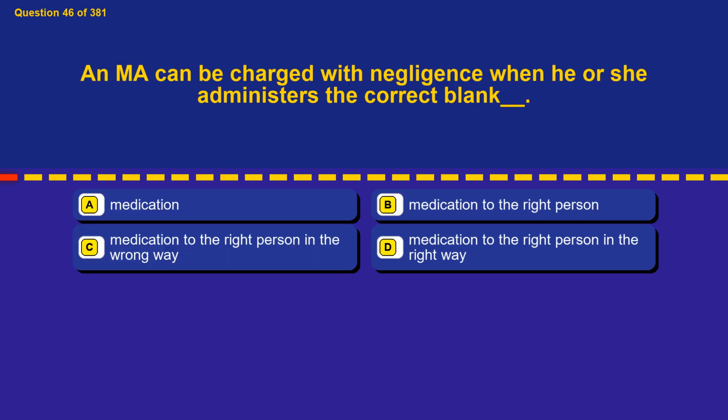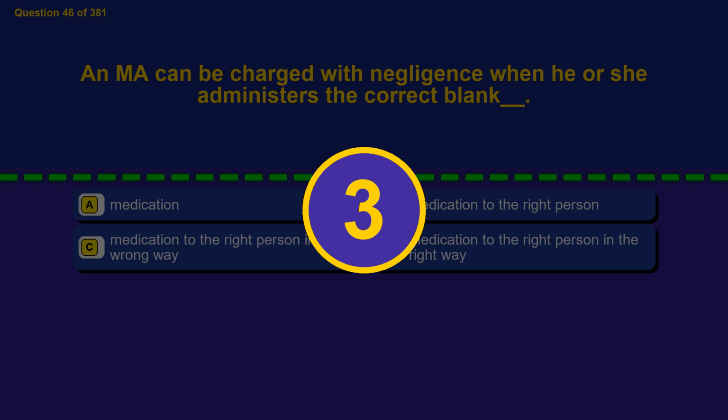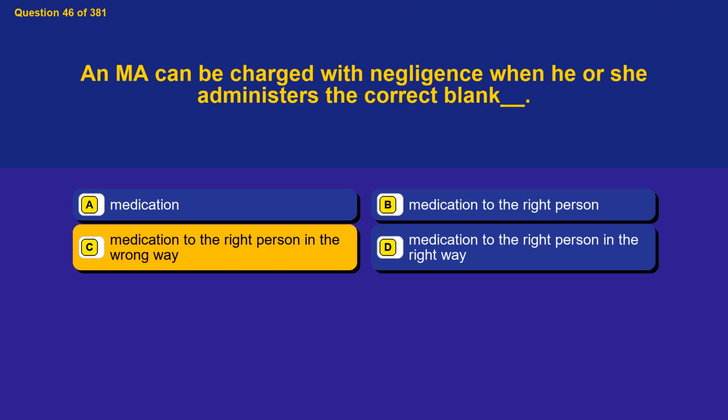Question 46. An MA can be charged with negligence when he or she administers the correct blank blank. Option A, medication. Option B, medication to the right person. Option C, medication to the right person in the wrong way. Option D, a medication to the right person in the right way. The correct answer is option C, medication to the right person in the wrong way.